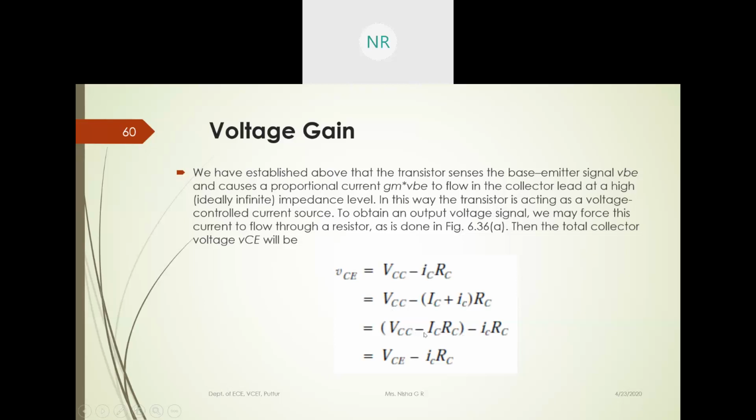So what is this VCC minus IC RC? It is all in terms of DC, right? This is a constant voltage, and this is a constant current. So I can write this as the DC collector emitter voltage, VCE. And this separately, the AC current present here, IC into RC. So VC can be written as a combination of DC and AC.